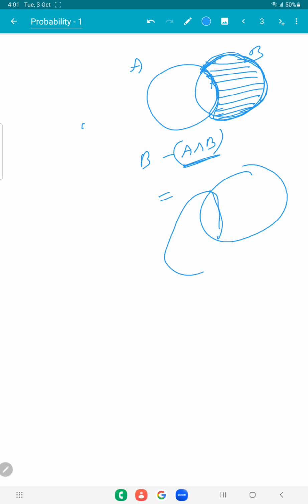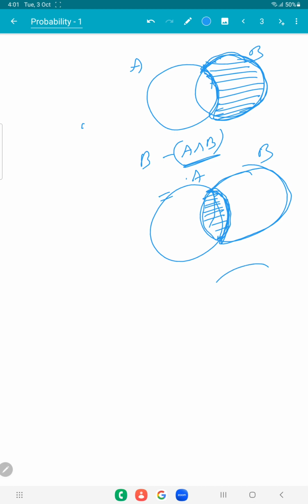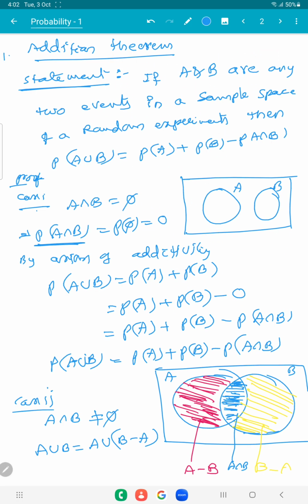This is A, this is B, and this is A intersection B. From B, if you subtract A intersection B, we will get the same thing as B minus A. So these are the important things. Now observe that A union B is equal to A union (B minus A). Consider probability on both sides.